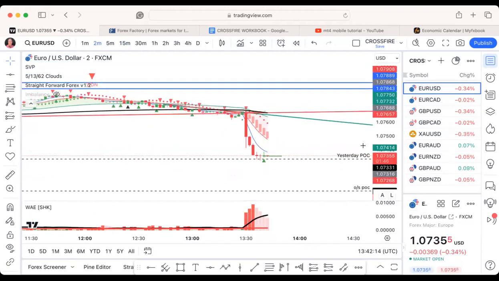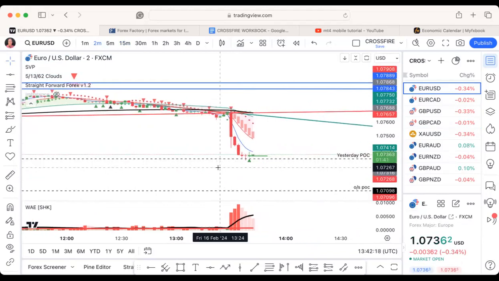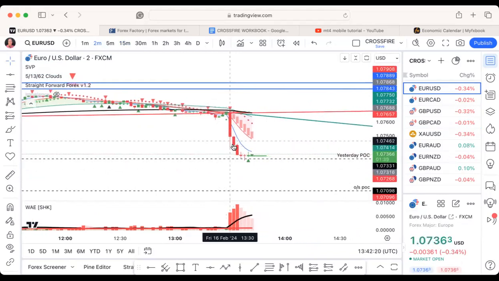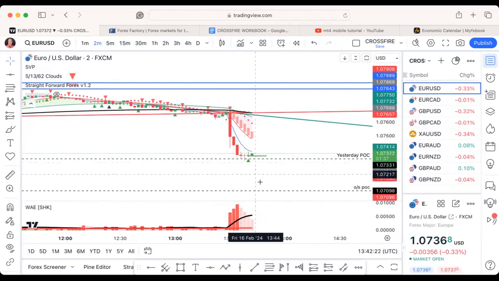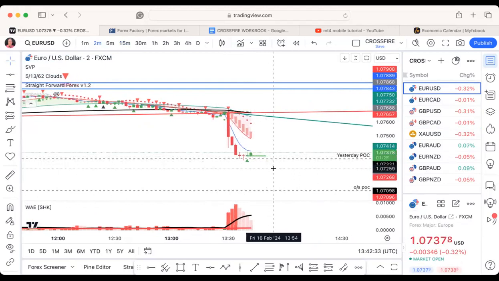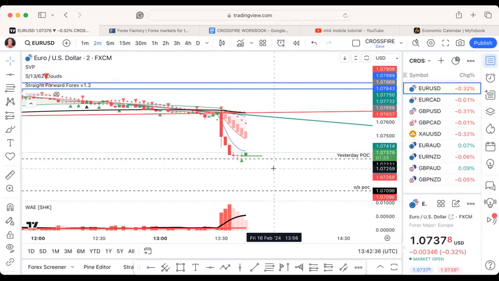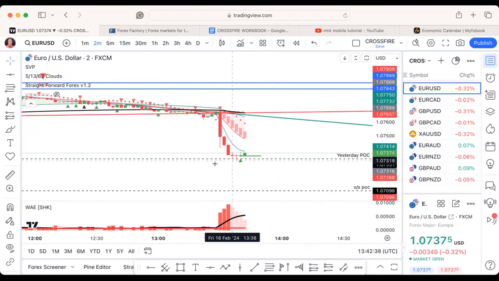Yeah, it's rejecting off yesterday's POC, isn't it? So that's telling me there's a battle going on. The sellers are wanting to get it further down, but the buyers are saying, no, that's far enough. We don't want you to go beyond that line, we want it to go back up again. So there is a real battle going on at that point, and we just wait until one side or the other wins out.